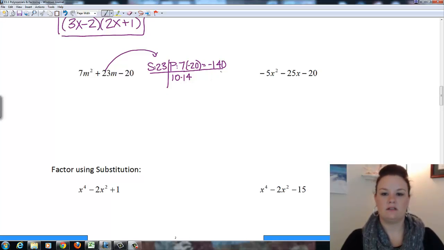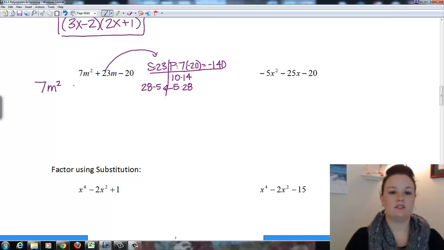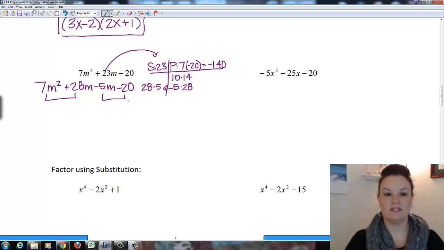So let's go ahead and find something else that goes into it. It ends in 0, so I know 5 goes into it. 5 goes into 140 28 times. And notice that will give me what I need. I will use a positive 28 and a minus 5. So I'm going to replace my middle term with the two numbers I just found. So I have 7m squared plus 28m minus 5m minus 20. And then go ahead and group just like we did before.